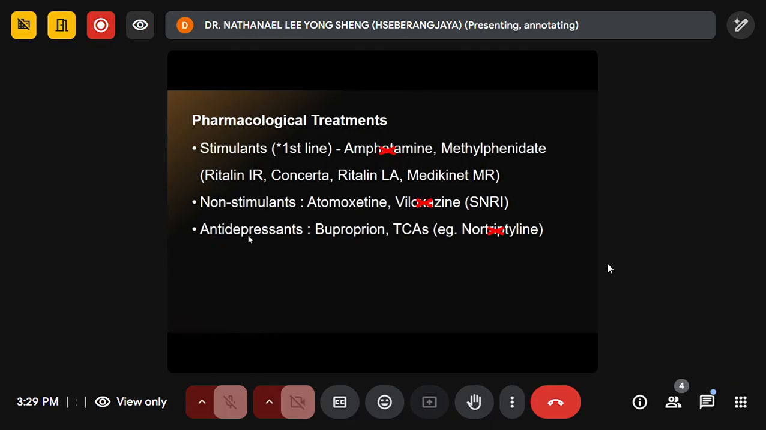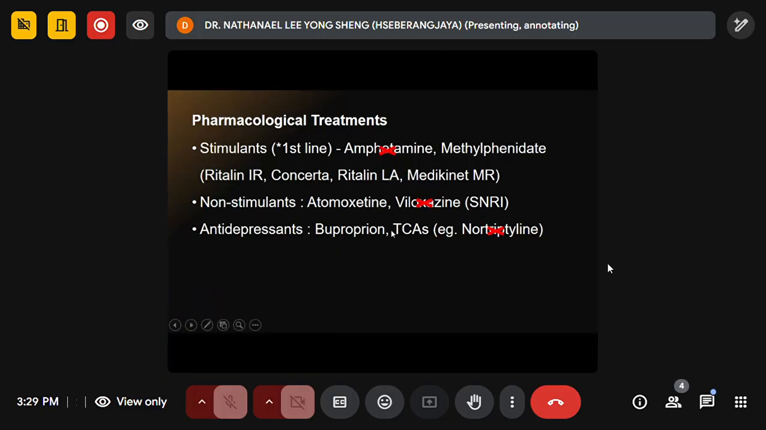The last group of medication that we can use is antidepressants. So bear in mind, not all antidepressants are effective to treat ADHD. Only certain groups have evidence. For example, bupropion. As we know, bupropion is a norepinephrine dopamine reuptake inhibitor. So hence it is effective in treating ADHD. I will tell you why in a later slide.